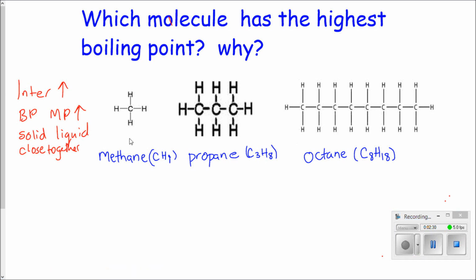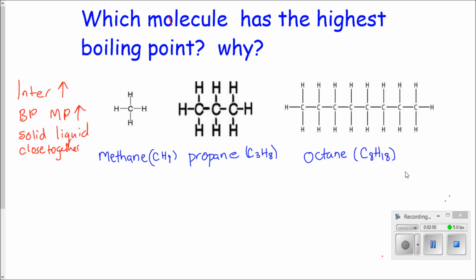Okay, so let's look at these three examples. We have methane gas. This is natural gas. It heats your home, okay? Then you have propane gas. This is the gas that is used in your barbecue. And finally, we have octane, which is gasoline, which you use in your car, which is a liquid.